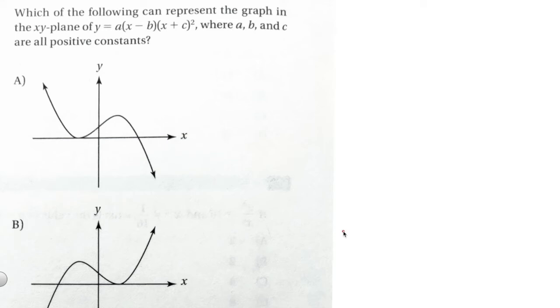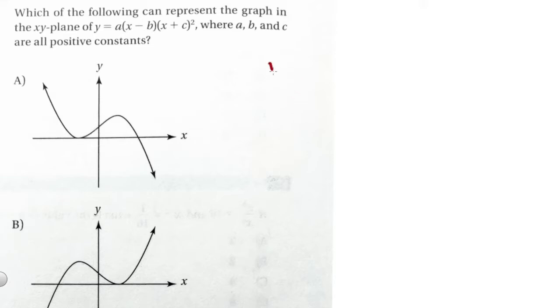Question: which of the following can represent the graph in the xy plane of y equals a times quantity x minus b times x plus c raised to 2, where a, b, and c are all positive constants? In this kind of question, we want to find out what the graph of this equation in the xy plane looks like. And the easiest way to figure out the graph is to find the zeros of a given equation.